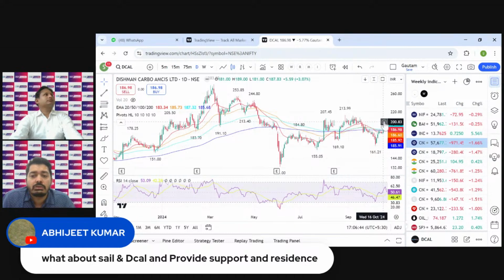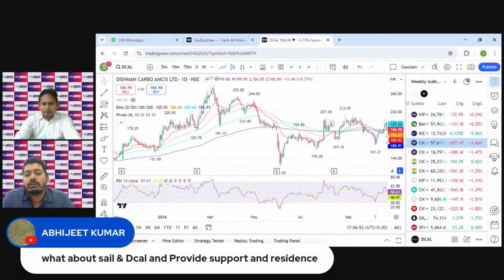Anytime the stock manages to take out its previous recent swing high, that is the level of 204, we believe that the trajectory could continue on the upside. So we'll have to wait and see if the stock manages to take out 204. If the stock does it, then we could see further traction on the upside.